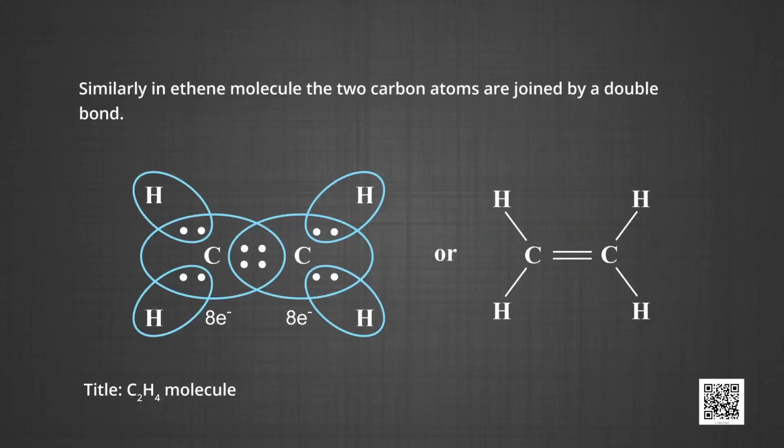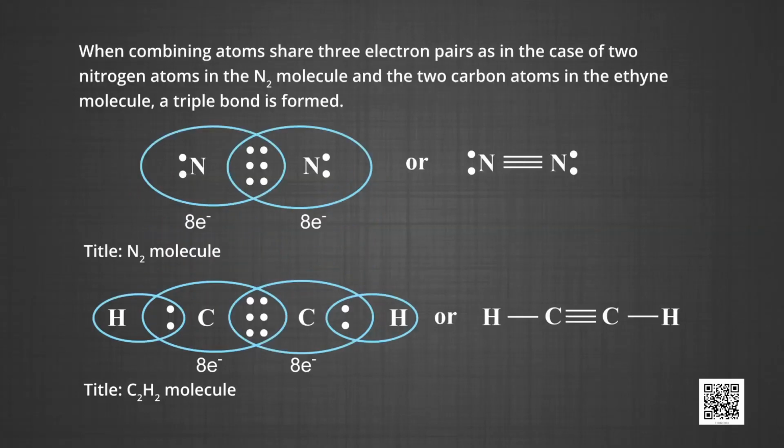Similarly, in the ethene molecule, the two carbon atoms are joined by a double bond. C2H4 is the ethene molecule and you can see the figure. When combining atoms share 3 electron pairs, as in the case of two nitrogen atoms in the N2 molecule and the two carbon atoms in the ethyne molecule, a triple bond is formed. Nitrogen molecule, you can see in the figure the triple bond. Ethyne molecule, again you can see the triple bond between the two carbon atoms.